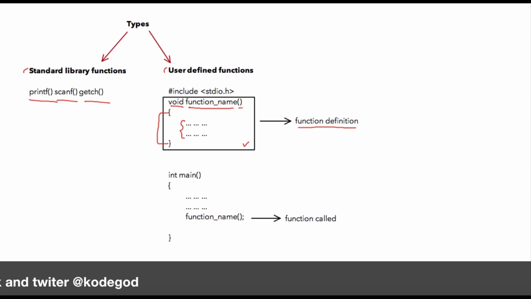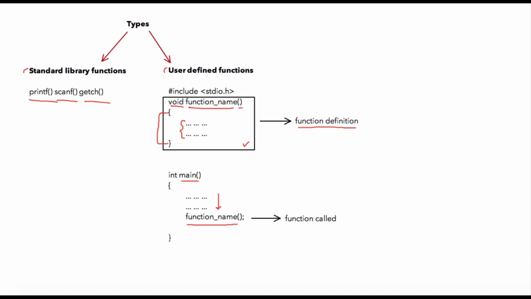Then in continuation you have your main function. Inside of the main function you can write your regular instructions. Then you can call your defined function like this. For calling a function you just need to write the function name and parentheses. After that you just need to add a semicolon. In the next lecture we will take an example of a user-defined function. We will also check how parameters can be passed to a function.